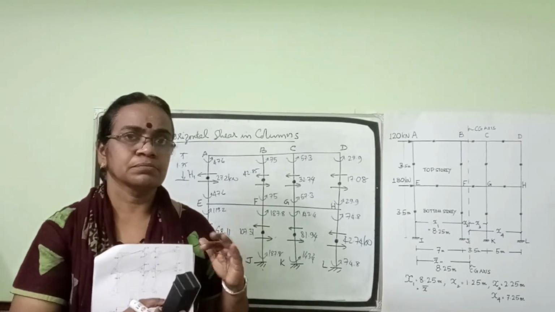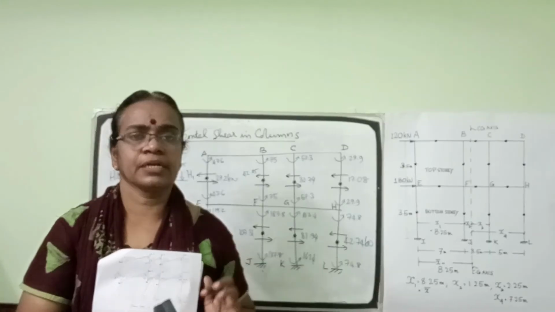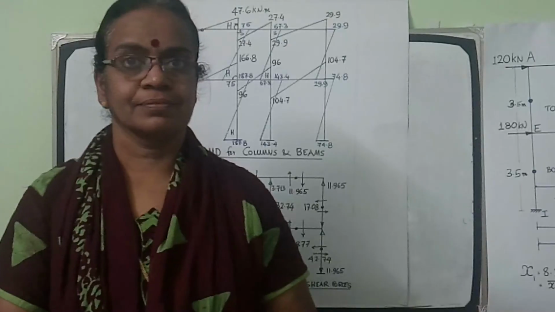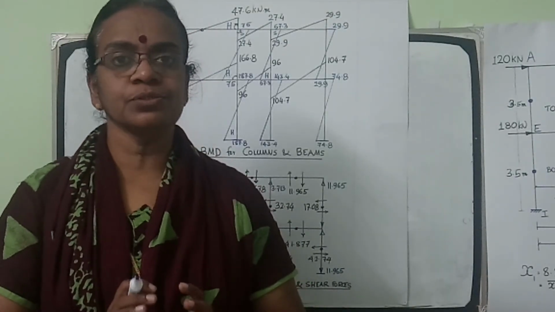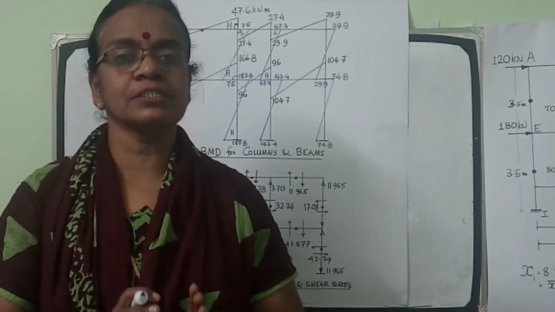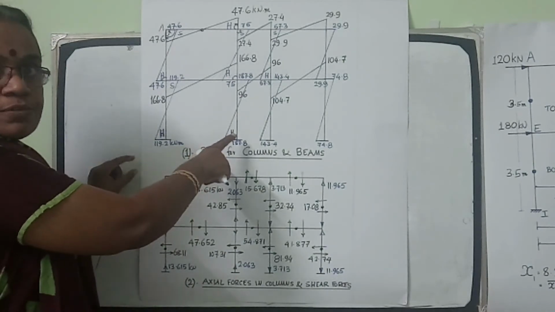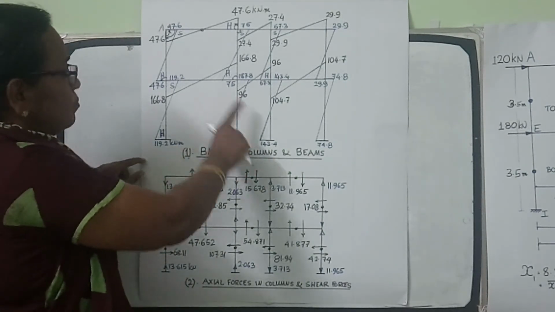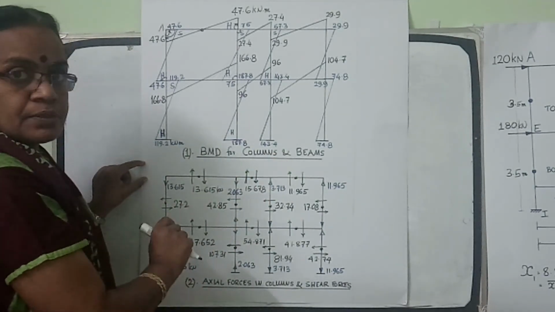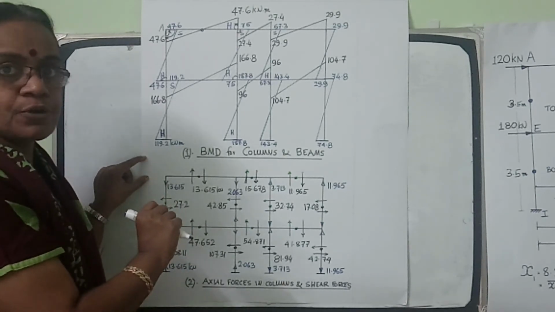So, I'll show you the final result in a graphical representation. Now we are going to graphically represent all the results which we have got after the analysis. The first figure shows the bending moment diagram for columns and beams. Let me first discuss the bending moment diagram of columns.